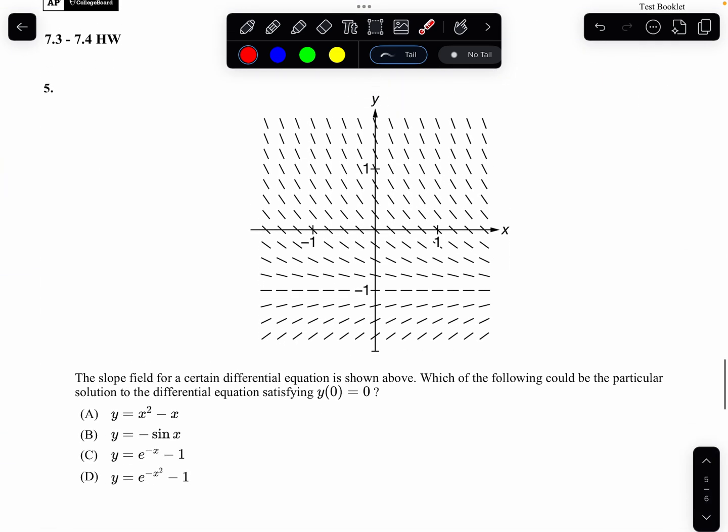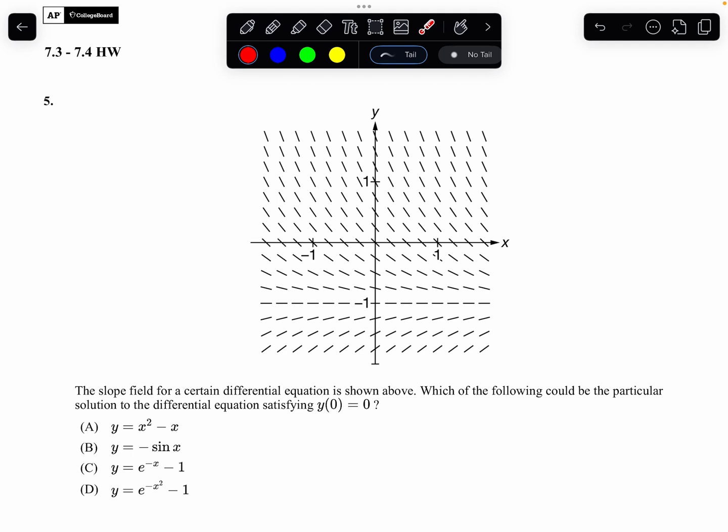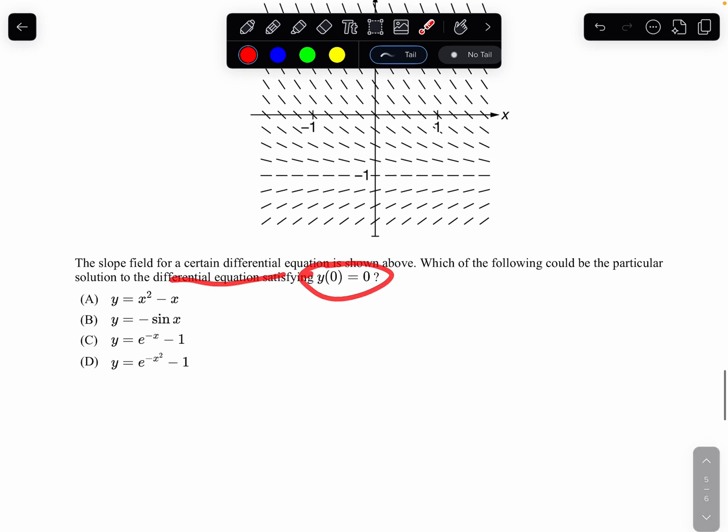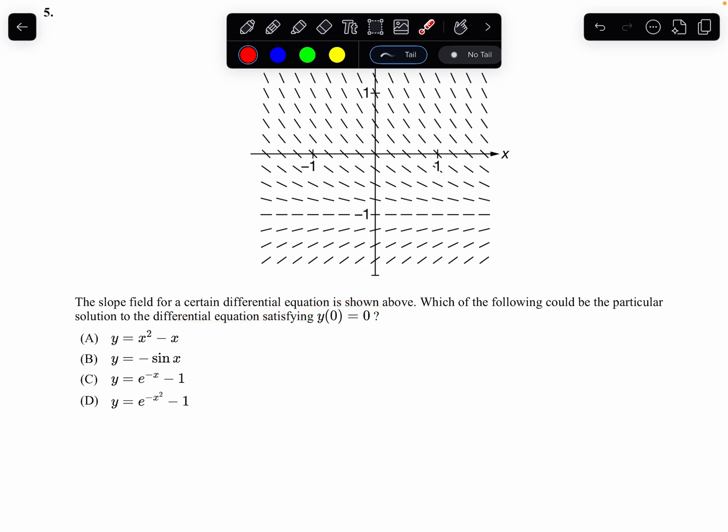Okay. For 5, the slope field of a certain differential equation is shown above. Which of the following could be a particular solution to this differential equation satisfying 0, 0? Okay, so let's check some things right here. 0 minus 0 is 0, so it does check that. Cosine of 0 is 0. If I plug in 0 here, e to the 0 is 1, and 1 minus 1 is 0. So I think all these fit the initial condition.